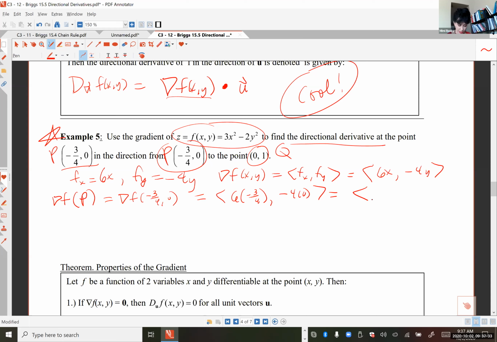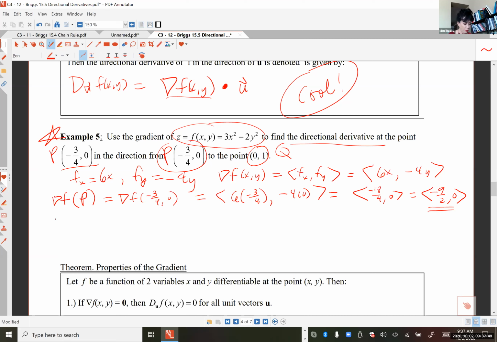So I'm going to get this vector. Oh boy, I get what? Negative 18/4, 0. And of course, I always like you to reduce, although my math lab doesn't always ask you to reduce, but I dock you a point every time you fail to reduce. So there's your gradient at the point P.